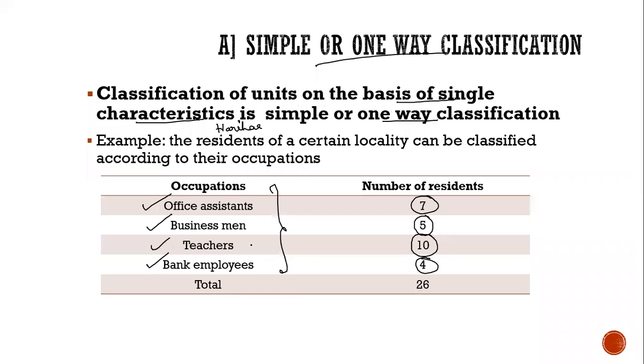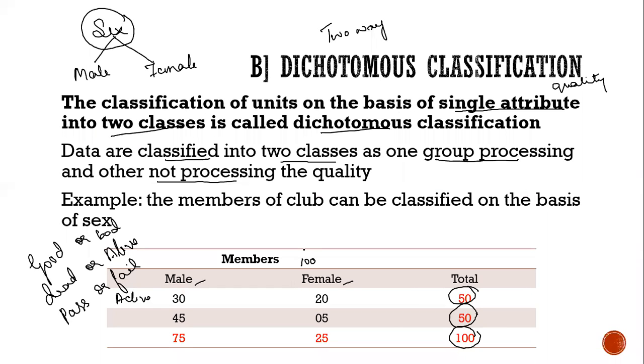So here, in one way, what do you do? Only one way, no other way. Each is given only a single meaning. Whereas in dichotomous, you divide the attribute or quality into two classes. One can be active, or one can be good and another bad. One can be passed, one can be failed. You divide according to their classification, according to their qualities. That is called dichotomous classification.